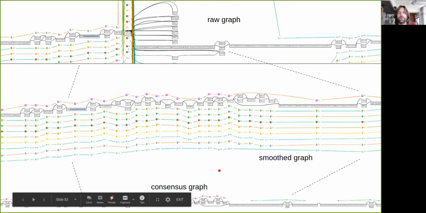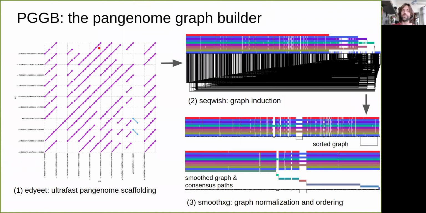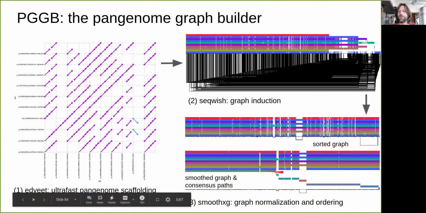Right? And another way to look at this is that this is a piece of a pipeline that I'm developing. So it's first to scaffold the pangenome with a very fast alignment algorithm called EDIT, which is based on MashMap2 and EDLib. Then induce the graph with sequich and sort this using a kind of multidimensional scaling, and finally run this local POA algorithm across the pieces of it to get a smooth consensus and a set of consensus paths.